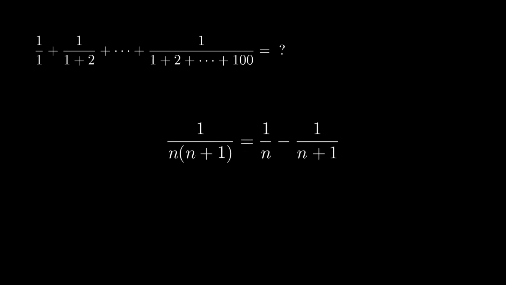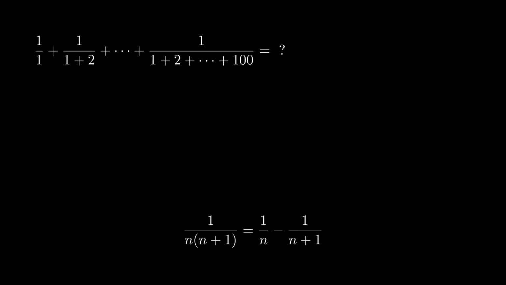So, to recap a bit, we have obtained that 1 over n times n plus 1 is equal to 1 over n minus 1 over n plus 1. So, let's head back a bit. Where did this start from? We had a sum which is 1 over 1 plus 1 over 1 plus 2 plus 1 over 1 plus 2 plus 3 and so on.